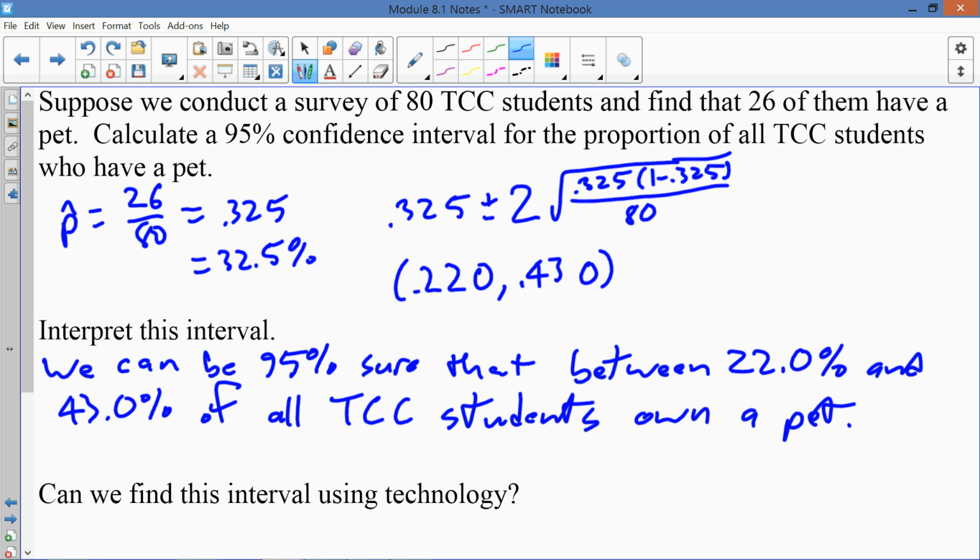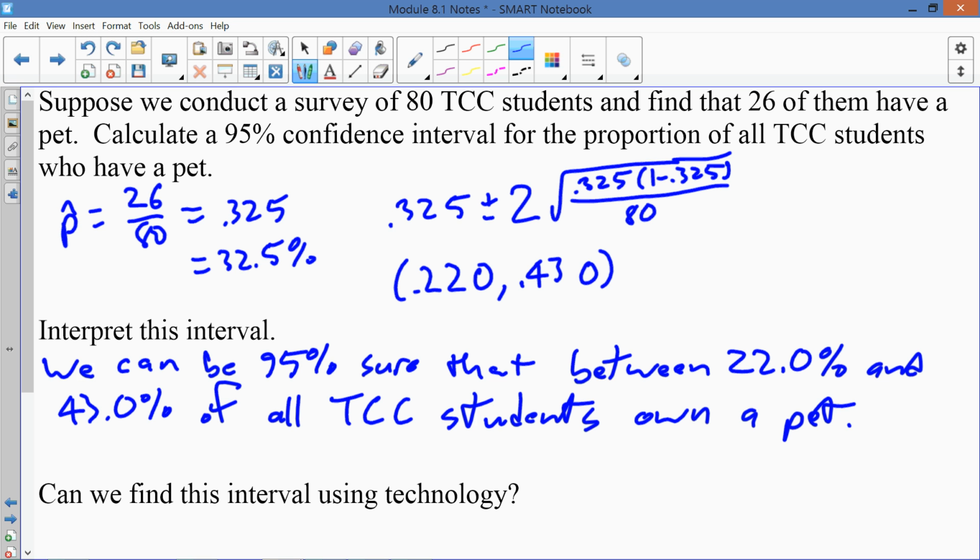That's telling me that 32.5% of my sample own a pet. But what we're really interested in is the population. So I want to know what that information tells me about the population, and what it tells me about the population is that between 22 and 43% of all TCC students own a pet.